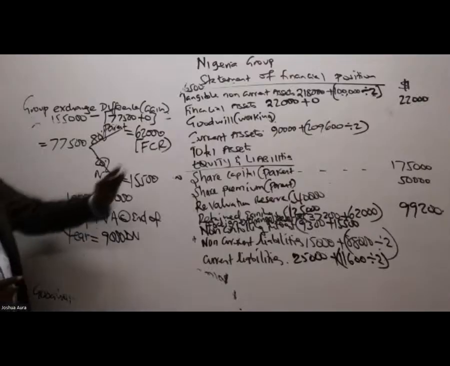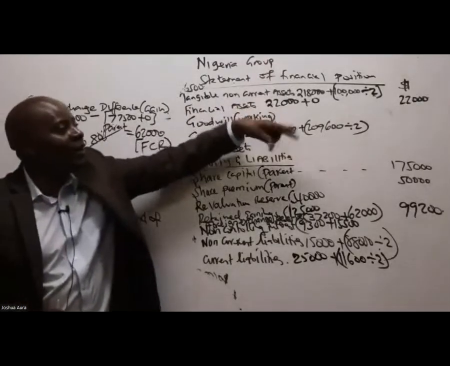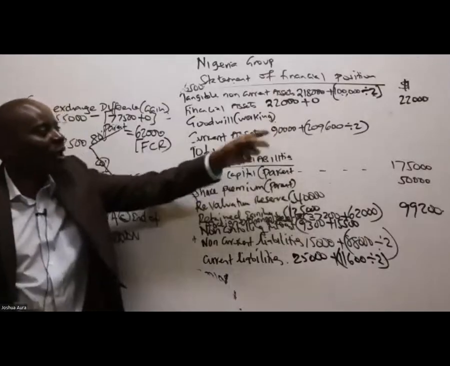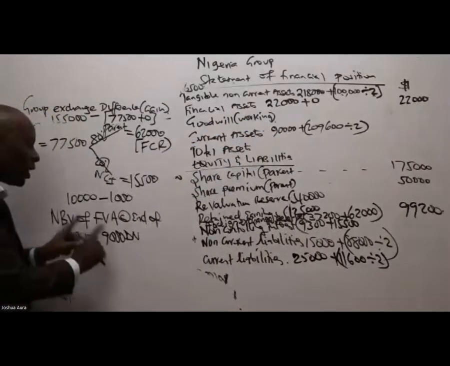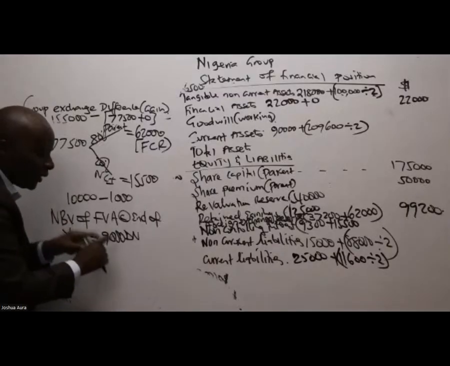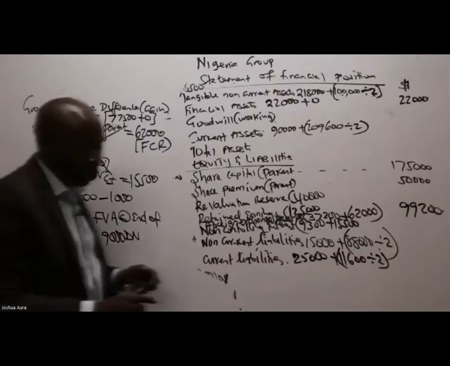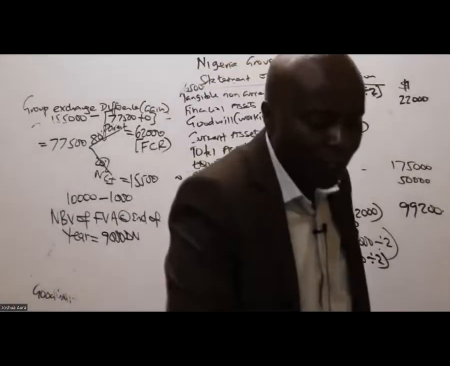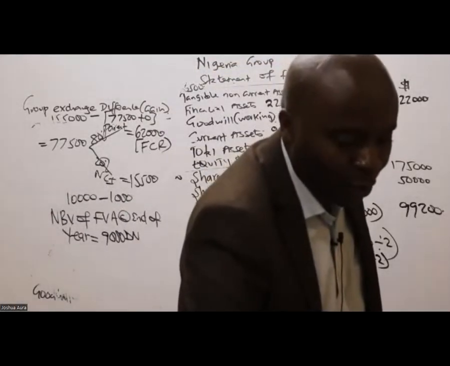But now remember the way things are, I'd already begun doing the retranslations. So can somebody tell me what rate should I use to retranslate this 9,000? Is it 2 or 4? Now you guys are becoming professionals.